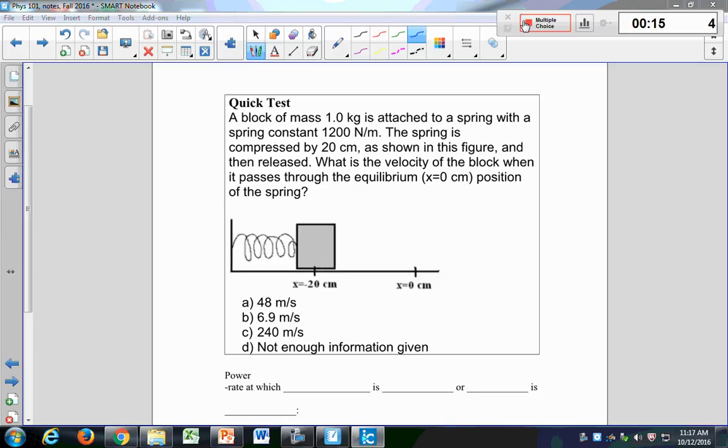It's going to work out very similarly to what you did before. You're going to take only potential energy here, only kinetic energy here, and you know that those two energies will be the same. And you want to solve then for what is the speed of the block at that equilibrium position.